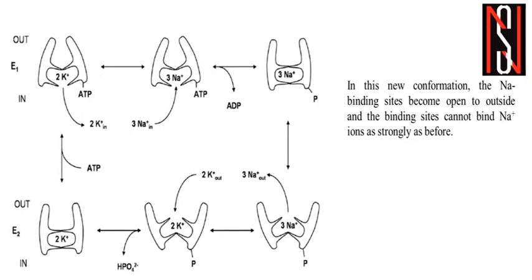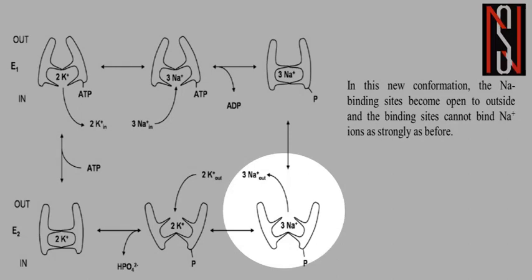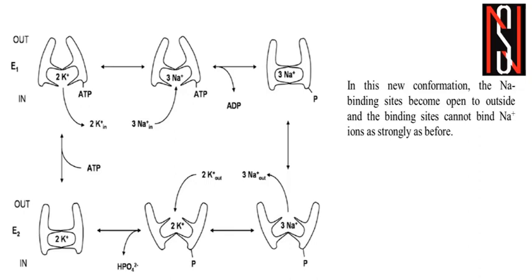Now, in this new conformation, the sodium binding sites become open to the outside, and the binding sites cannot bind sodium ions as strongly as before, because now it is open. First, the sodium binding sites were open to the extracellular part. But when it acts as a revolving door, now the sodium binding sites are open to the outside, from inside to outside.